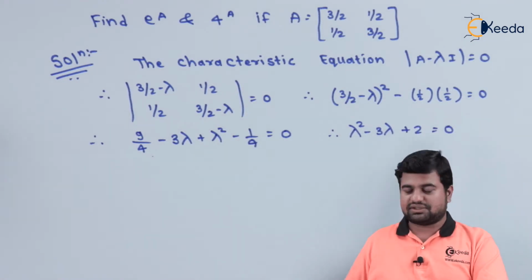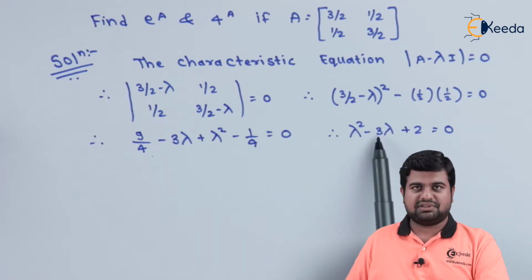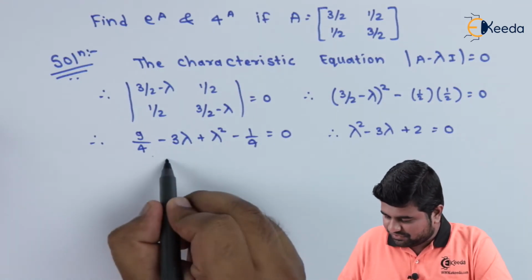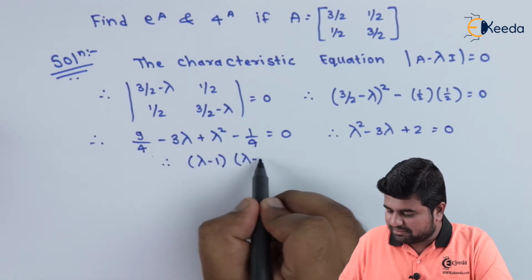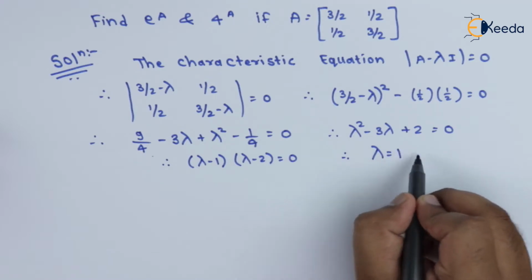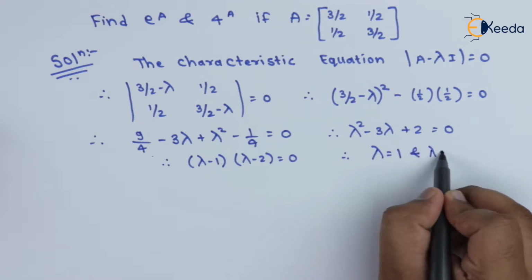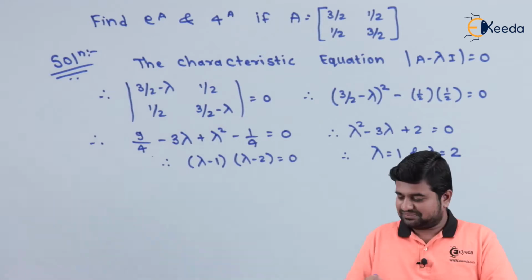Therefore, if we solve this equation, the roots should be such that the product is plus 2 and the sum is 3. For obvious reason, they are 2 and 1. Therefore, lambda minus 1 into lambda minus 2 is equal to 0. Therefore, lambda is equal to 1 and lambda is equal to 2. These are the two eigenvalues which we have obtained. Now we'll calculate each eigenvector for these values.